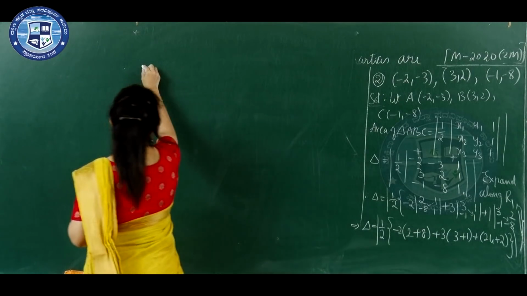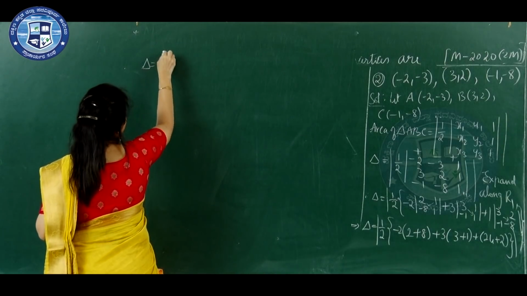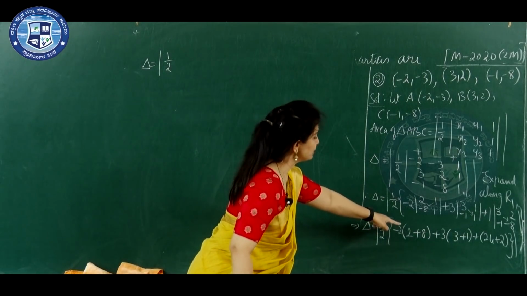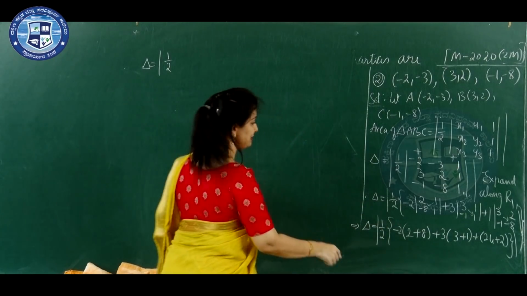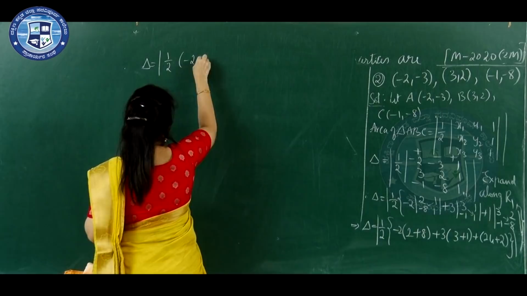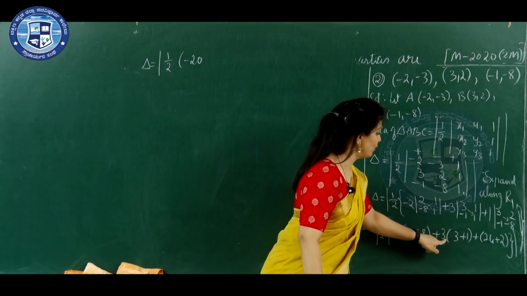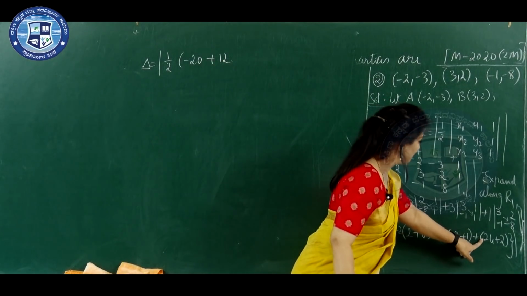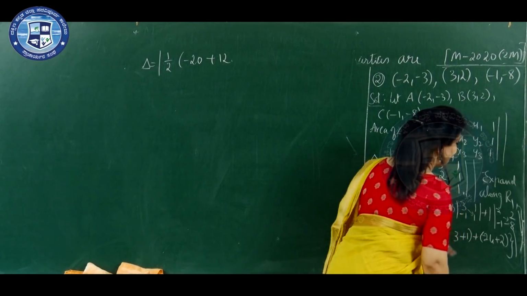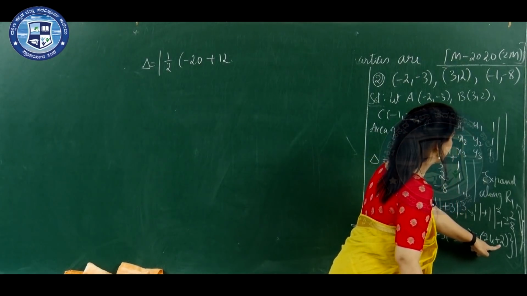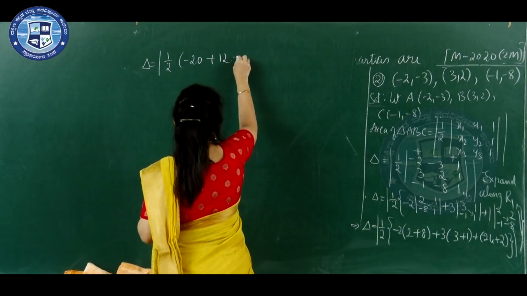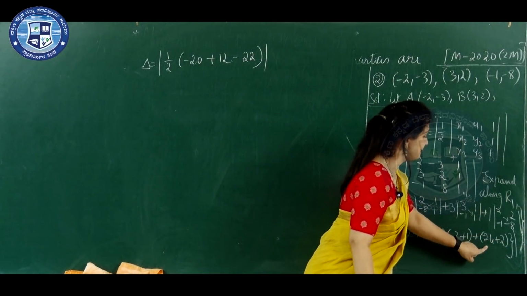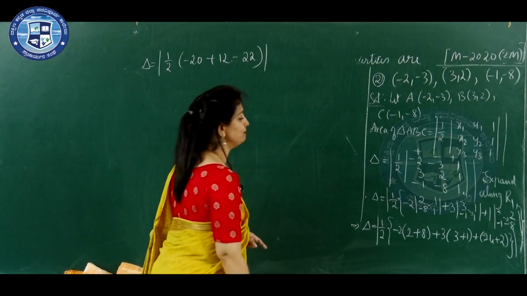So here I write delta equals half into, minus 2 into 2 plus 8, 10, that is minus 20. This is 3 plus 1, 4, into 3, plus 12. And it is minus 24 plus 2, which is minus 22, because here 3 into minus 8 is minus 24, minus of minus 2 is plus 2.